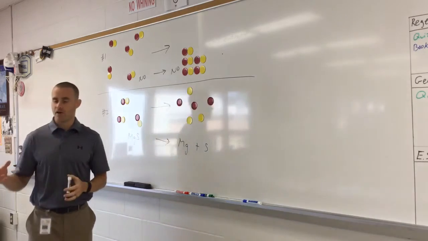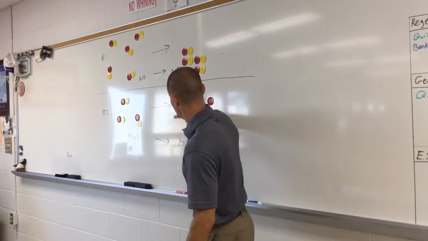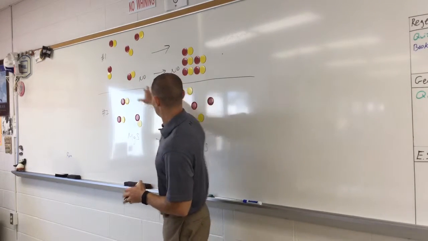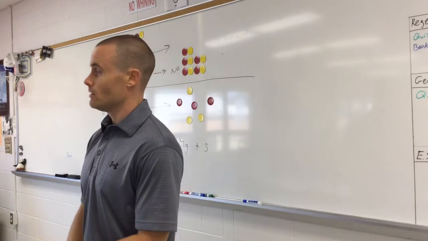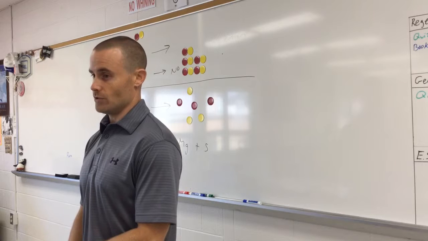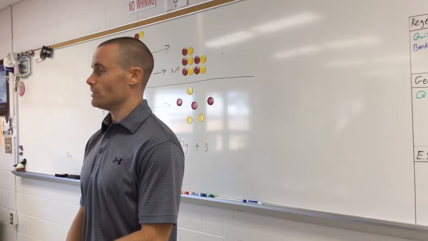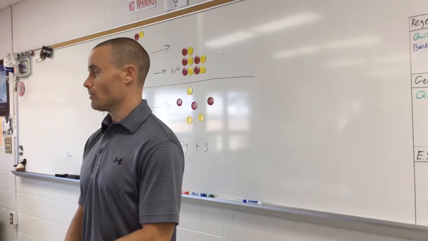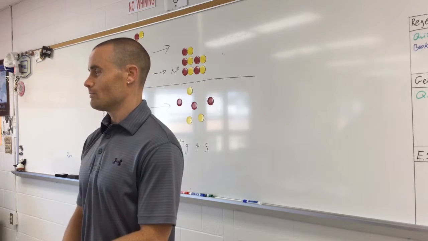Any particle diagram where your product and reactants don't look the same, what does that mean? The individual particles don't look the same, that's a chemical change. If they do look the same, that's a physical change. Questions? This is a big deal in chemistry, this particle diagram stuff. Any questions? Nope.